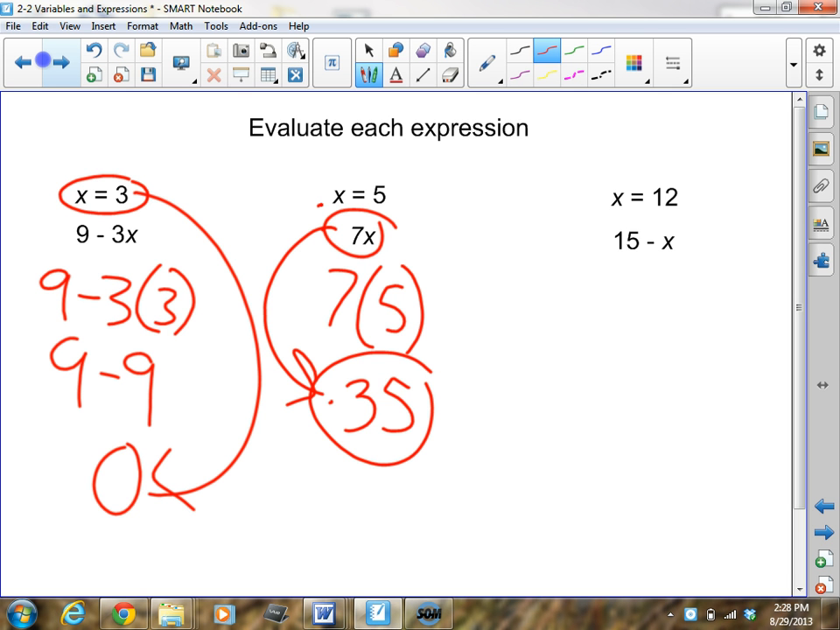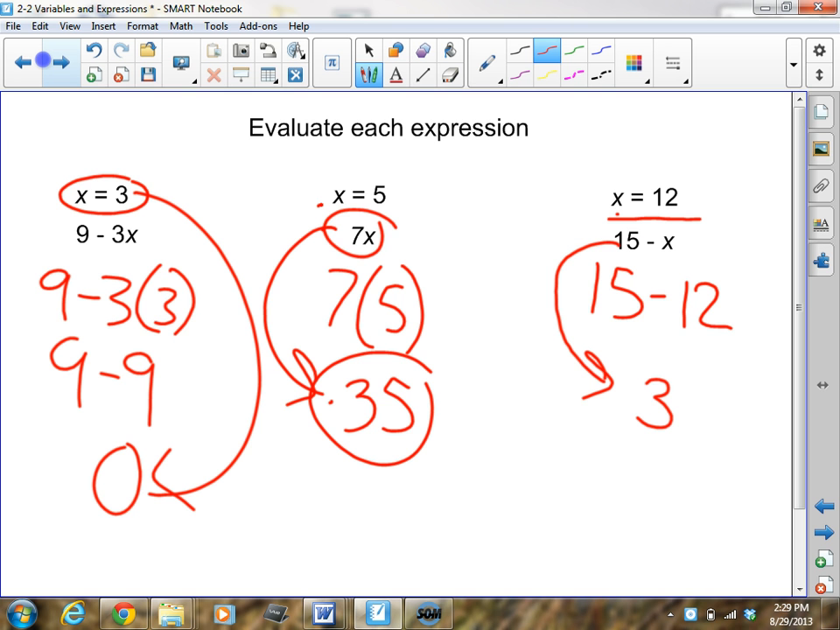And last one like this, x equals 12. So I'm simply going to put 12 in for x. So it's going to be 15 minus 12. 15 minus 12 is going to be 3. So when x equals 12, 15 minus x is going to be 3.